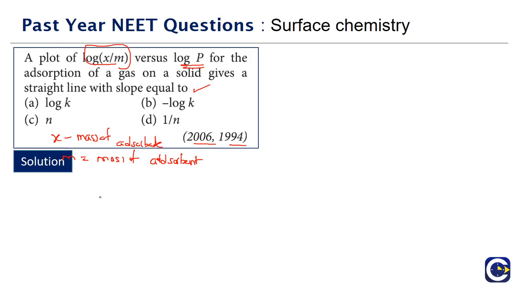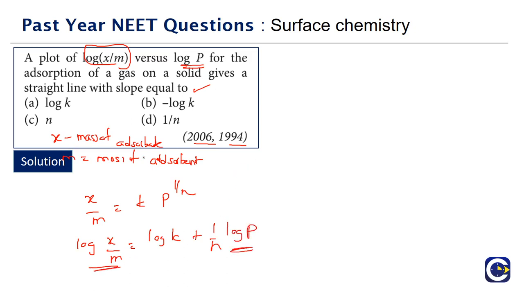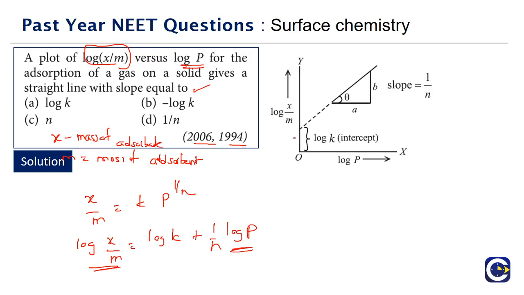So if you look at the Freundlich adsorption isotherm function, x by m will be equal to k into p power 1 by n. So if you take a logarithm on both sides, log of x by m will be equal to log k plus 1 by n into log p. So we are looking at a graph between log of x by m and log p. Whenever they talk about the plot, always the graph will be y versus x. So here the y coordinate will be log of x by m and the x coordinate will be log p.